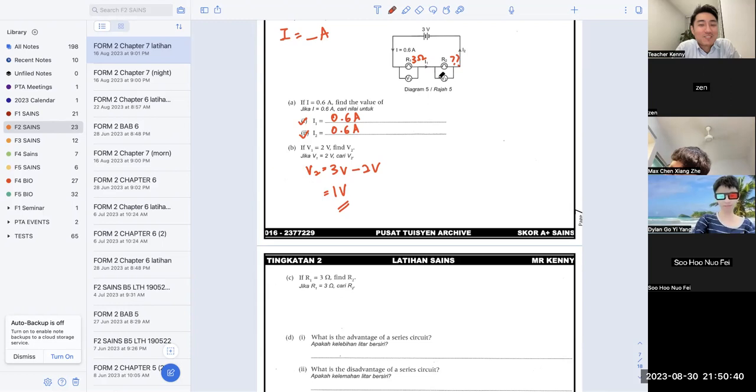I know this is a bit hard, but let's see who can figure out. I give you a clue. Use V equals IR to find out.